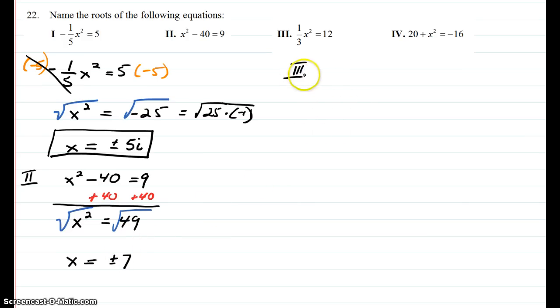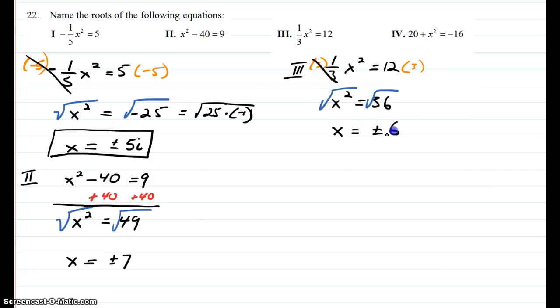Alright, the third one, we have 1/3 x squared equals 12. Like before, we're going to get rid of the fraction by multiplying both sides by 3. And so they cancel out, and I get x squared equals 36. Now square root both sides, and we have x equals plus or minus 6.